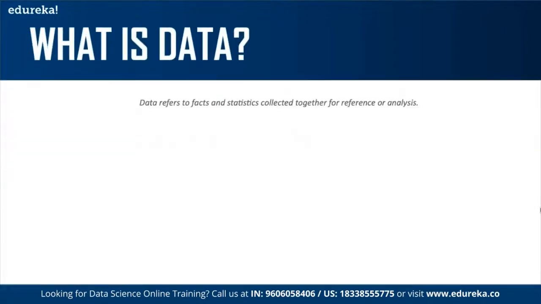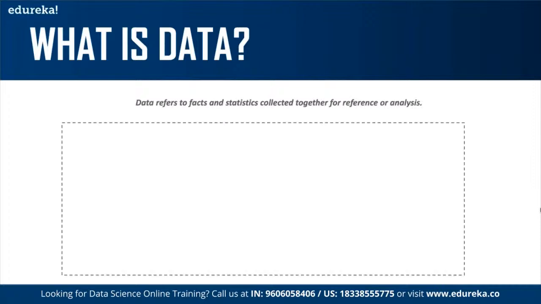So first of all, let's understand what exactly data is. Data simply refers to facts and statistics collected together for reference or analysis. Data can be in different formats. Data can originate from different sources, and in different frequencies and different varieties. So the data can be in any format, from any of the given sources, in any given format possible.